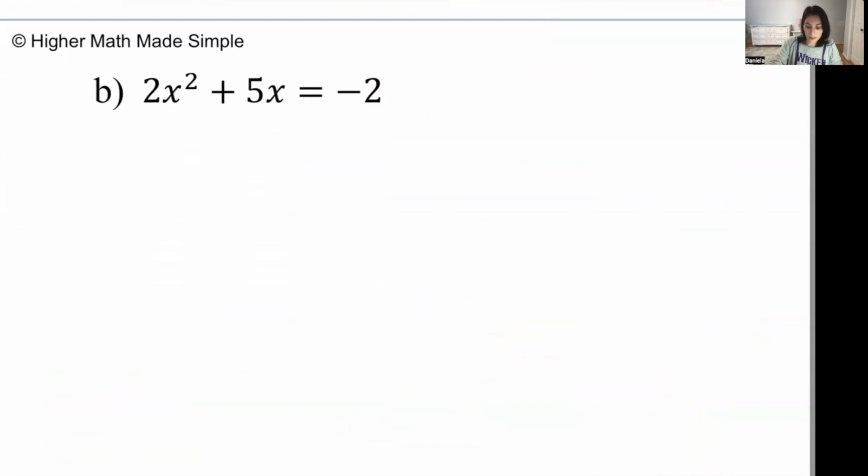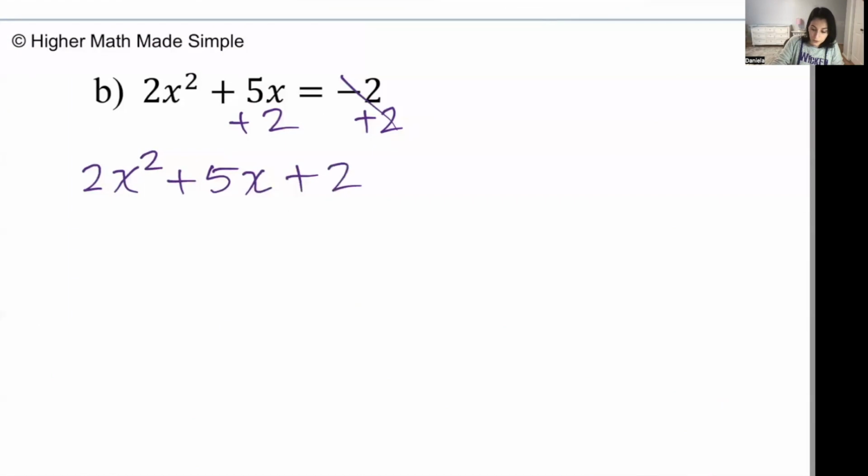Now let's look at a scenario where a is not 1. Remember that very first step, as I said earlier, is you have to check, is it equal to 0? No, it is not. So you should be adding 2 to both sides first, or else that's going to screw up your C value. Your C value should not be -2, it should be +2.